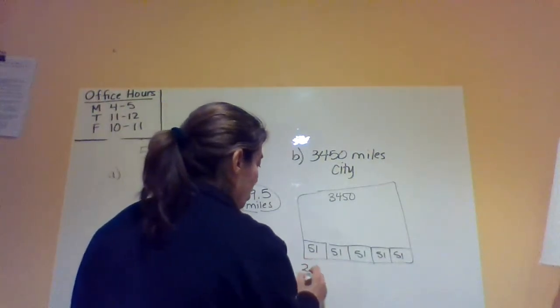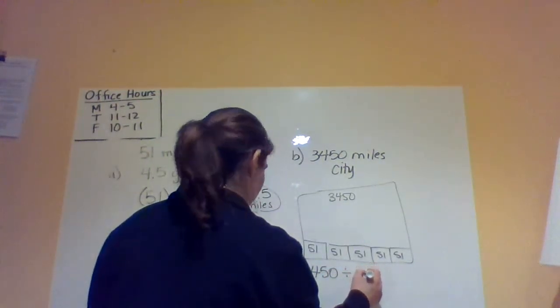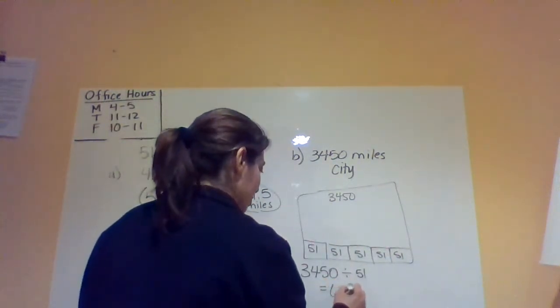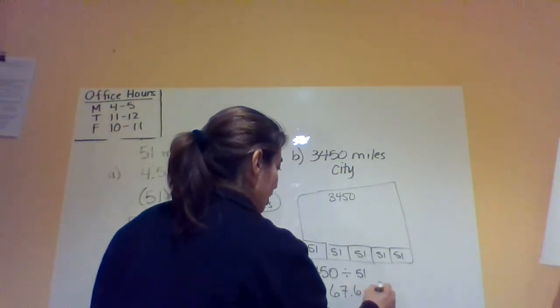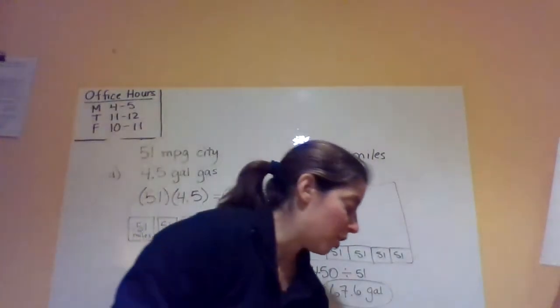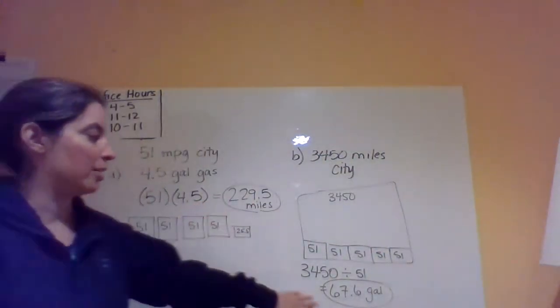So if I take 3,450 and I divide by 51, see how many groups of 51 there are. If we round it, we would get 67.6 gallons. Okay, so many of you may have been able to figure those out, realizing that we needed to multiply here and divide here.